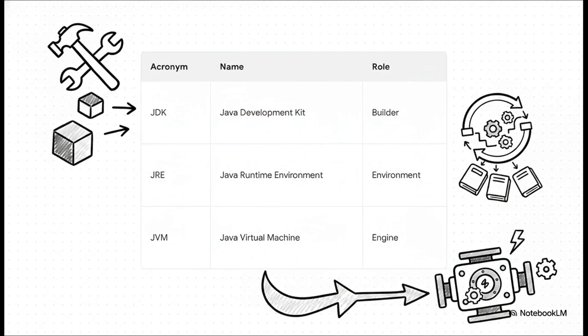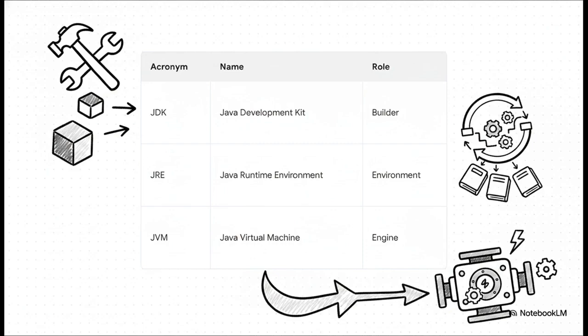Okay, so looking at how it maps out, you've got three main pieces. The JDK, or Java Development Kit, is for developers. It's the builder that compiles the code. Then there's the JRE, the Java Runtime Environment, which provides all the necessary libraries for users and devs. But the real MVP here, the absolute core of the whole operation, is the JVM.